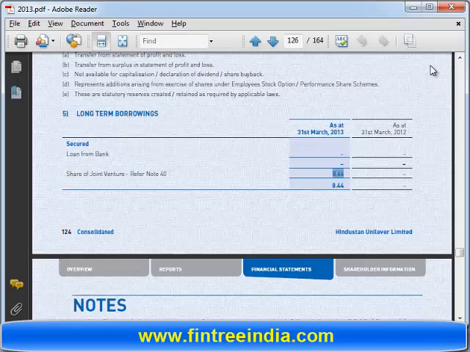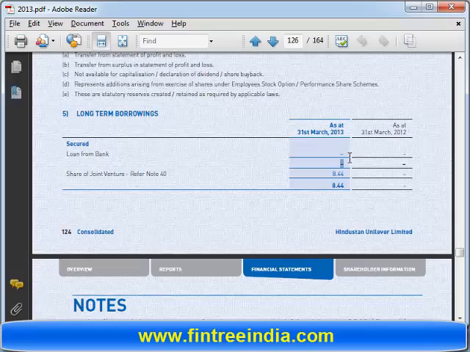So HUL does not have a loan. That joint venture organization has a loan, and that proportion of the loan, with some complex accounting method, has come on this balance sheet, which you would get to learn at level 2. But as of now, what you would appreciate is that share of joint venture is the amount of loan. HUL does not have a loan, which means it's a completely debt-free company.